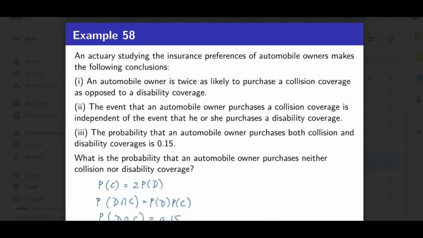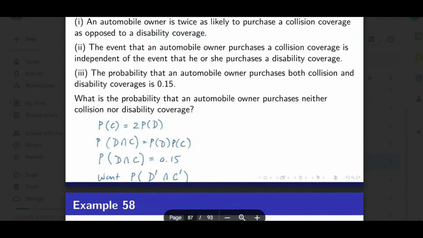Okay, so first of all, I hope you have collision coverage. The probability of buying collision is twice that of disability. So we have that. We have independence, so that leads you to the ability to simplify things. And we are told this value, 15%. All right. And what else? You want this: doesn't buy collision and doesn't buy disability, so you want that.